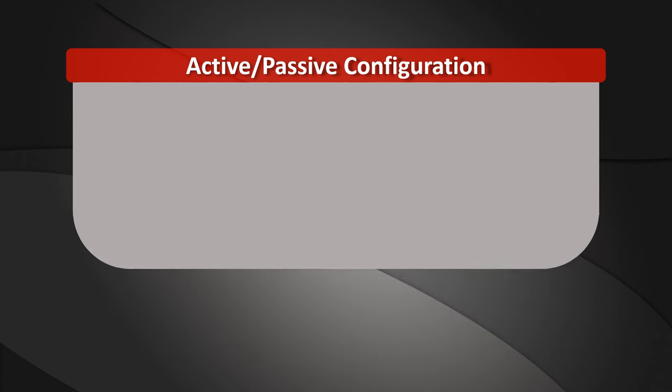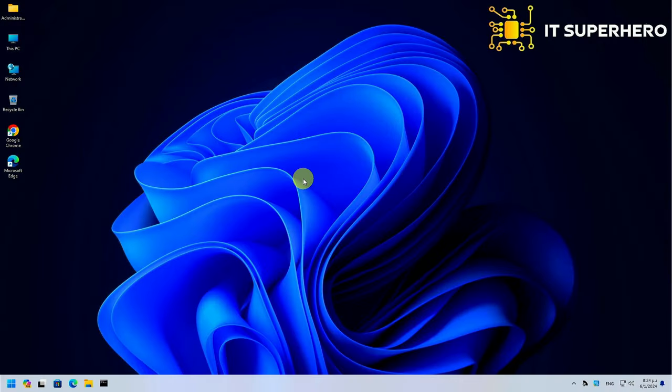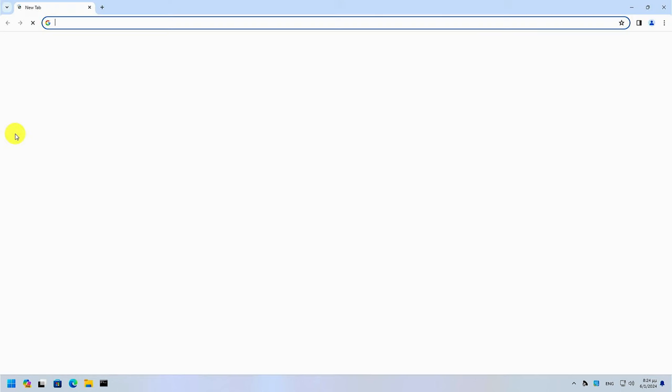To configure a FireCluster, you have two options. Run the FireCluster setup wizard or manually configure the FireCluster. I have two M290 devices for this demonstration. We need to configure one of them and keep the second to its default out-of-the-box settings. No configuration needed for the second device. Let's start configuring our first device.